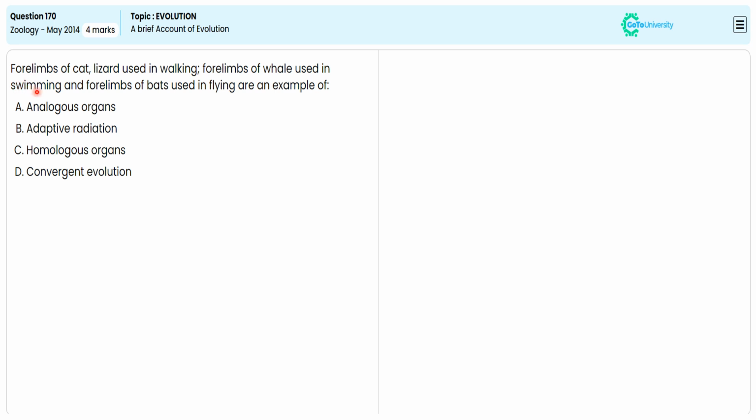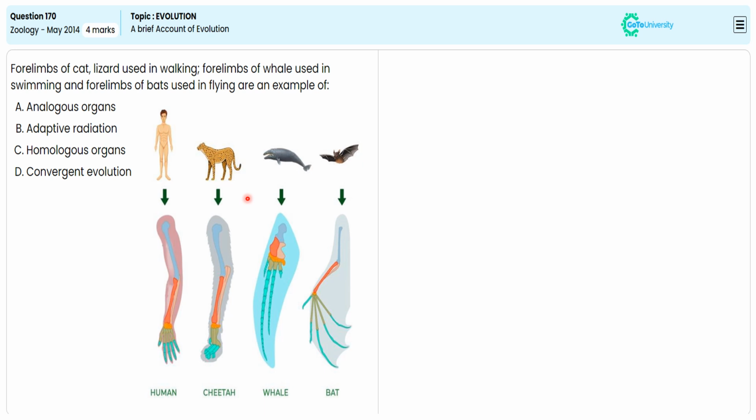In this objective question, from the given options, they are directing us to specify the correct option illustrating the forelimbs of the cat, lizard used in walking, forelimbs of the whale used in swimming, and forelimbs of the bats used in flying. With this specification, let me evaluate the anatomical structure of these given species to get clarity, so that we can specify the correct answer after ignoring the wrong options.